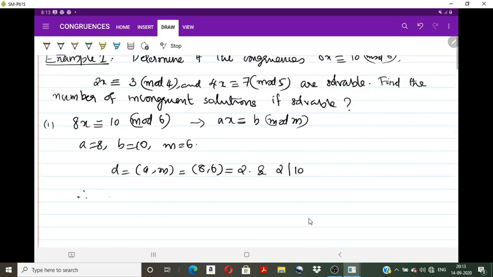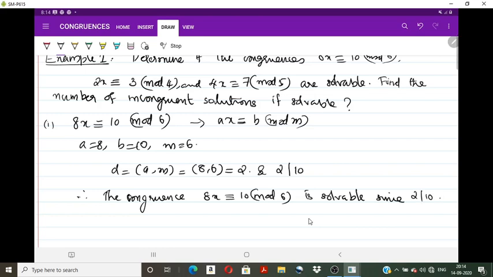Therefore the congruence 8x congruent to 10 modulo 6 is solvable since 2 divides 10 by the above theorem. And it has d incongruent solutions. Therefore, it has 2 incongruent solutions.